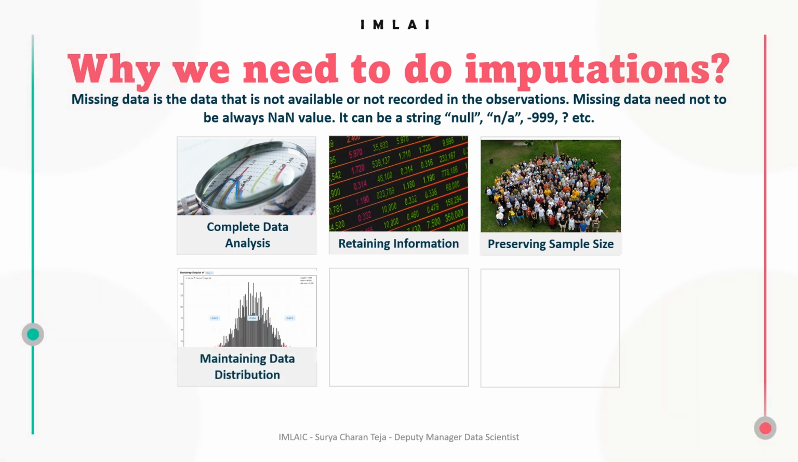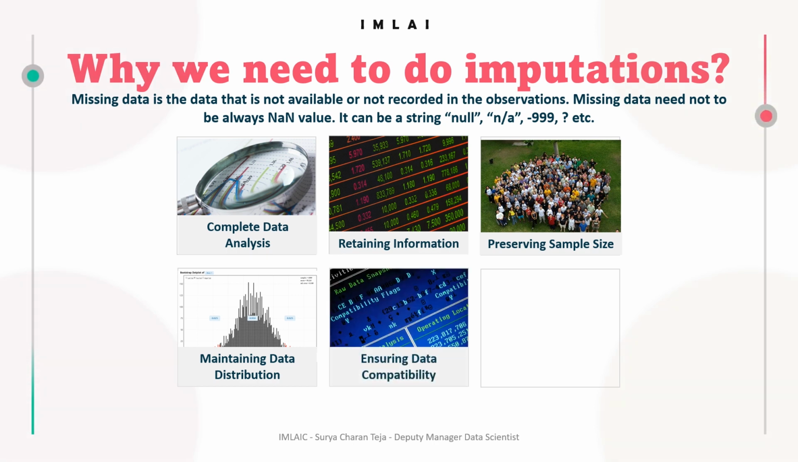The fourth one here is maintaining data distribution. Missing values can introduce bias into the distribution of the data. Imputing missing values can help maintain the original distribution of the data, which is important for certain statistical methods that assume a certain data distribution.